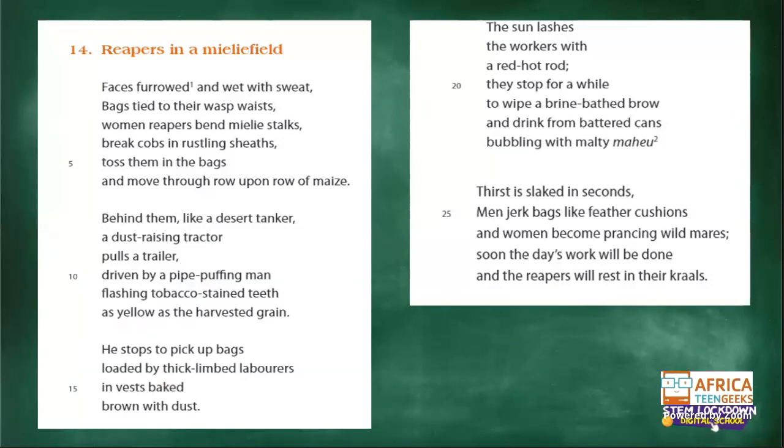me. Reapers in the mealie field, faces furrowed with sweat and wet with sweat, bags tied to their wasp waist. Woman reapers bend mealie stalks, break cobs in rustling sheets, toss them in the bags, and move through row upon row of maize. That was stanza one. Now we're moving on to stanza two. Behind them, like a desert tanker, a dust-raising tractor pulls a trailer, driven by a pipe-puffing man, flashing tobacco-stained teeth, as yellow as the harvested grain. Stanza three.